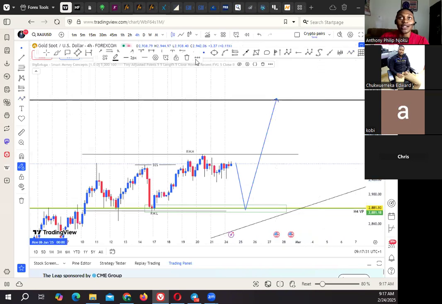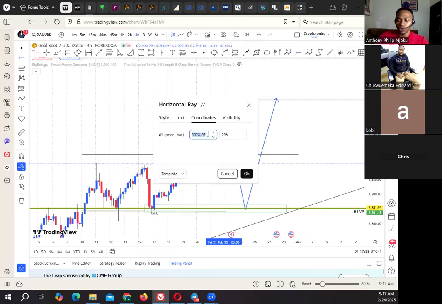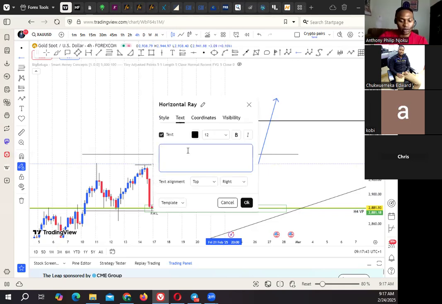My overall target for gold is the $3,000 per gold mark. I've read it from different articles, bank articles, and so on and so forth. So this is the target.